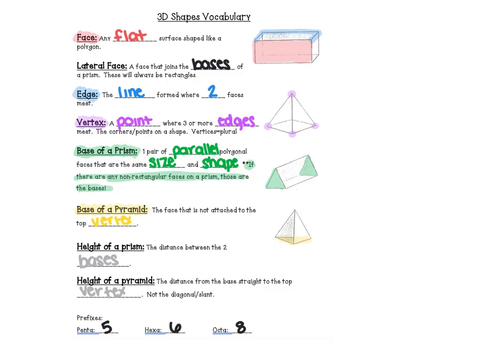That's different than this diagonal distance. This diagonal here is not the height of the pyramid. Okay? Questions on any of those words?